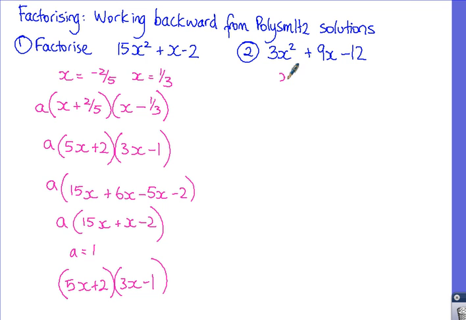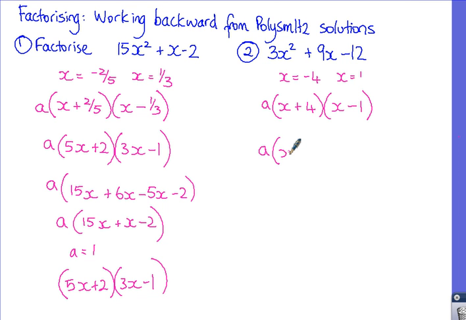So I'll write those down. x is equal to -4, x is equal to 1. Same as before, the steps are to turn these into factors by reversing the sign and write an a in front. So I get x plus 4 times x minus 1. And just like before, I now expand out my two brackets so that I can see what my value of a is going to be.